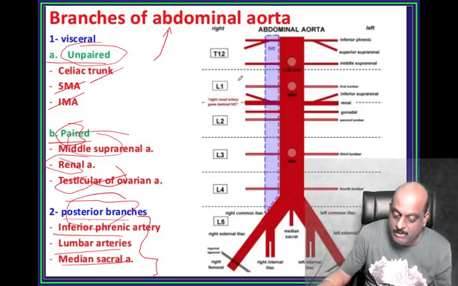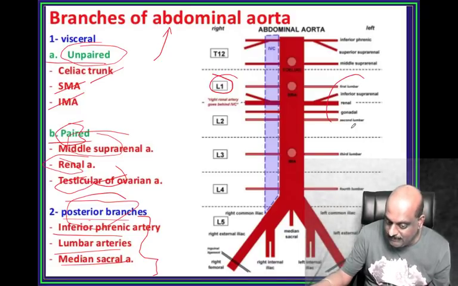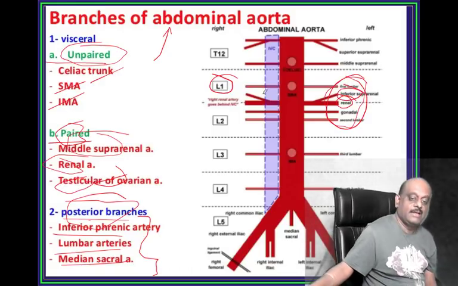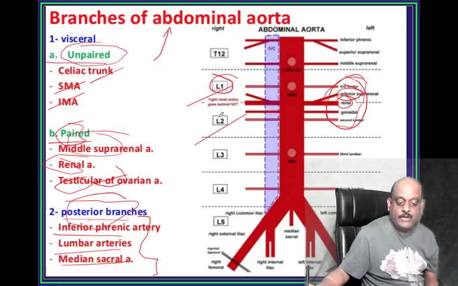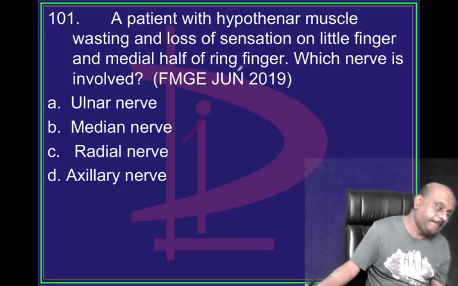So you should remember, at the level of L1, you get the gonadal, renal, anterior suprarenal, all these arise at the level of L1, L2 is what you should remember.